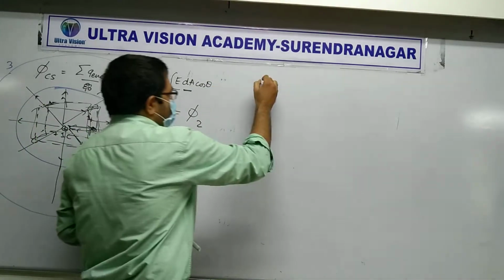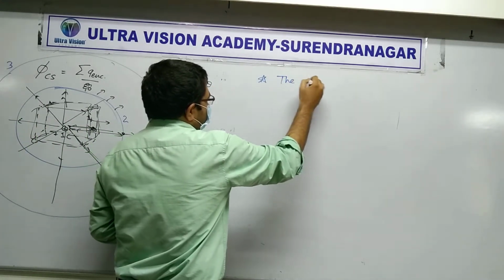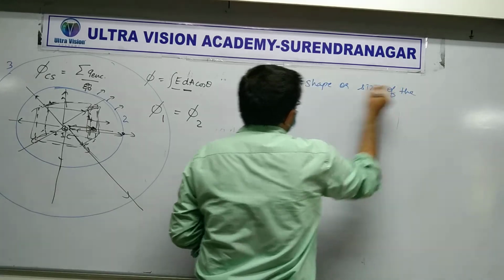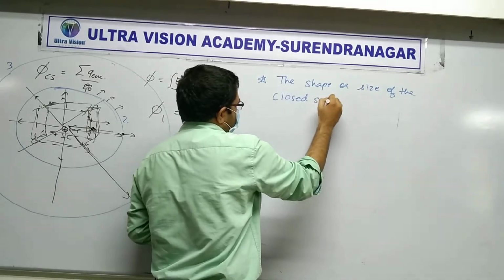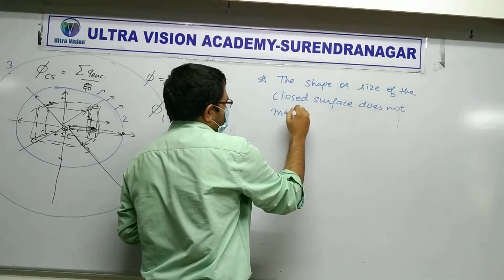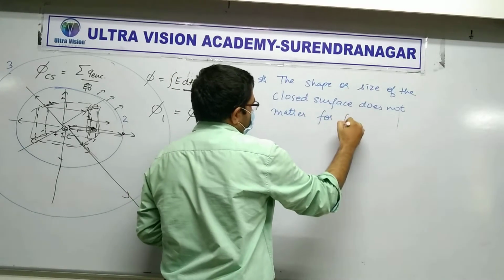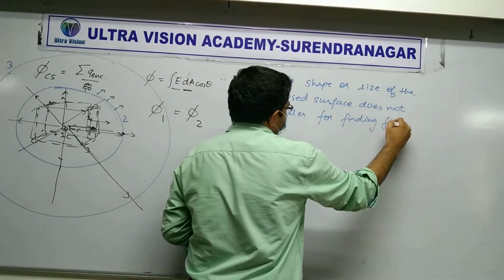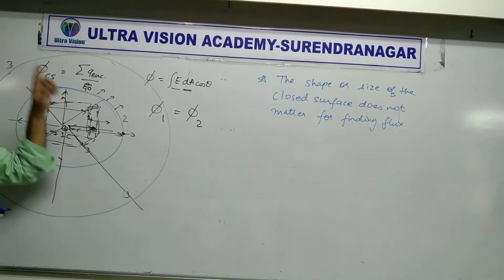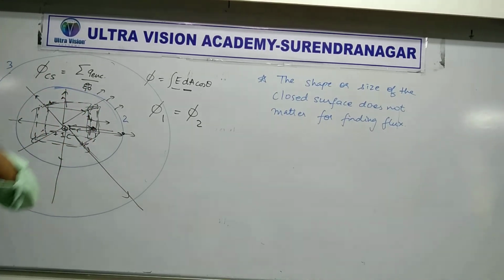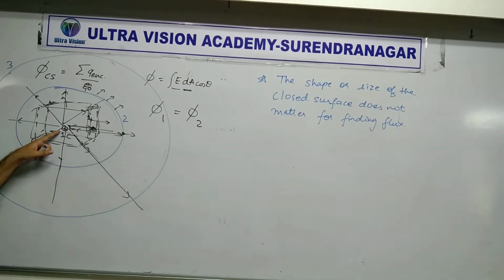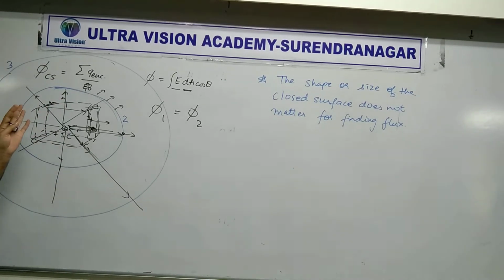So we are tempted to write a sentence that the shape or size of the closed surface does not matter for finding flux. I hope that is clear. Only one thing matters. If you want to find flux for a closed surface, only one thing matters. What is that one thing? Charge enclosed. Because whatever charge is enclosed, accordingly field lines will come out. Did you understand?